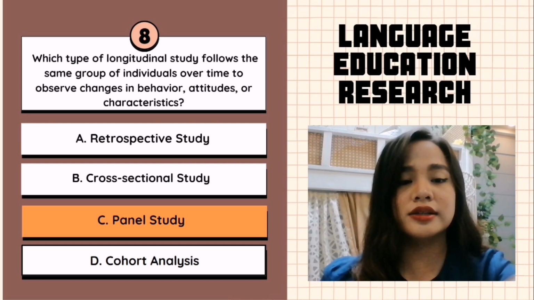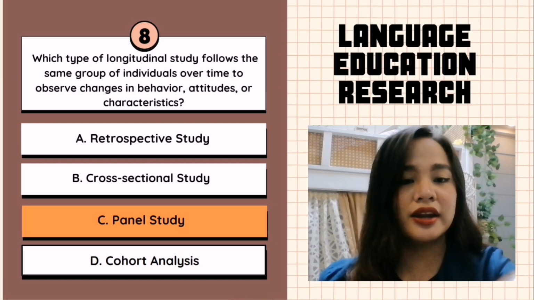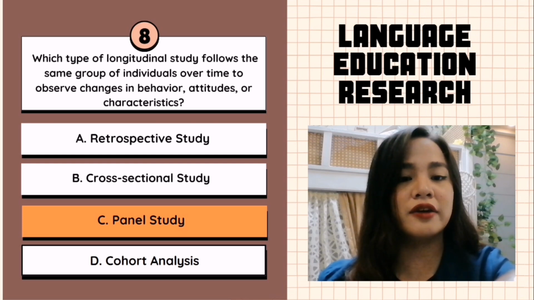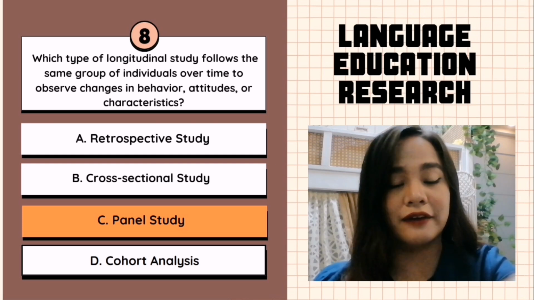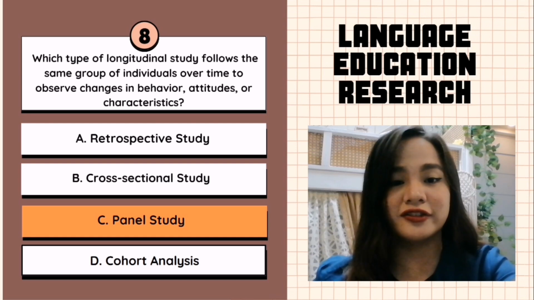Letter A, retrospective study, is wrong because this looks backward in time, often using existing records or participant recall of past events. It studies past exposure or behavior, not tracking it over time. It is not ideal for observing present or future changes.